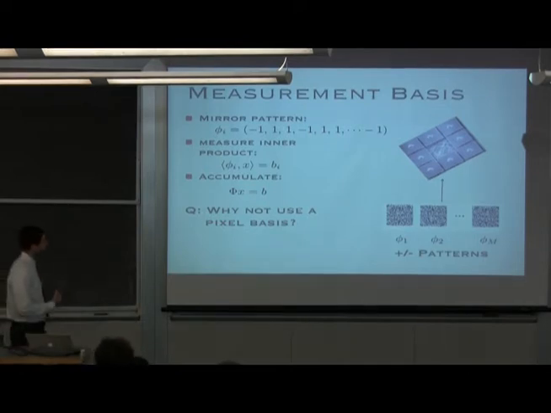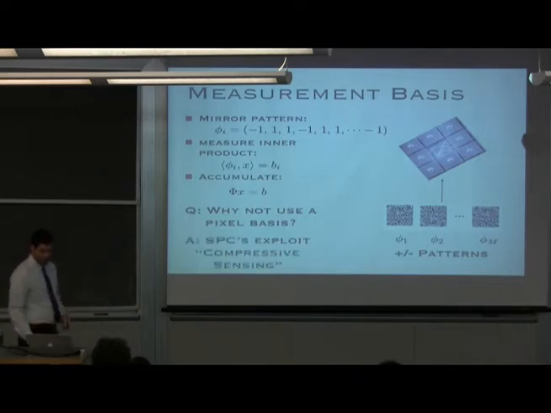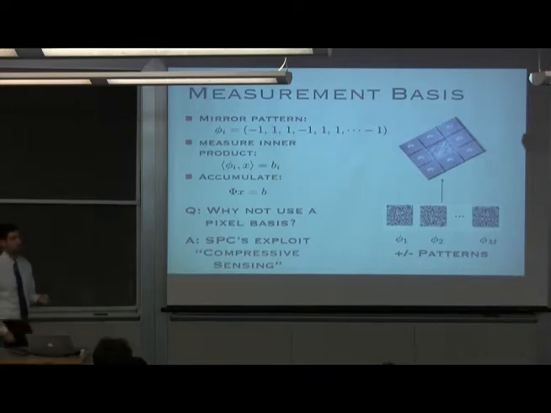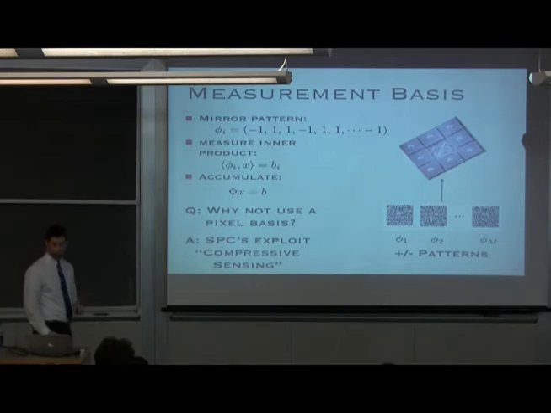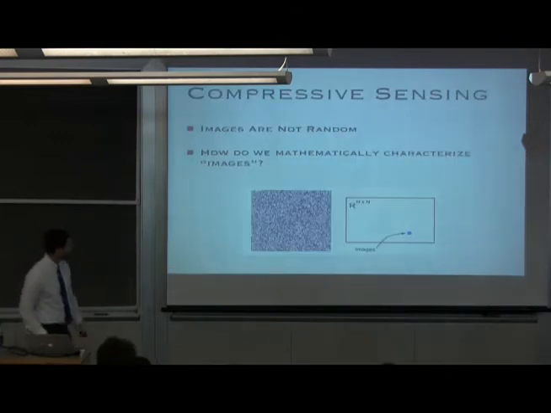So the question is, why would you not just sense on a pixel basis? You could, for example, divert all the light from all of the pixels except for one away from the detector, and you measure that one individual pixel, and then you could measure the next pixel. So why not just measure on a pixel basis? The answer is that single pixel cameras exploit compressive sensing, and this allows us to reconstruct the images using far fewer measurements than you would need if you were to reconstruct on a pixel by pixel basis.